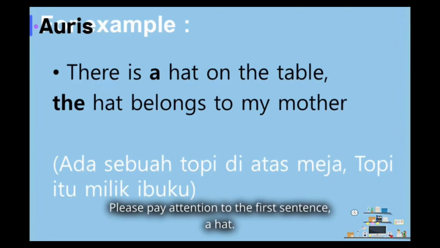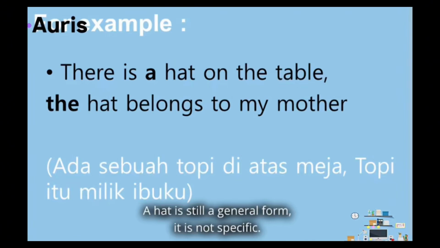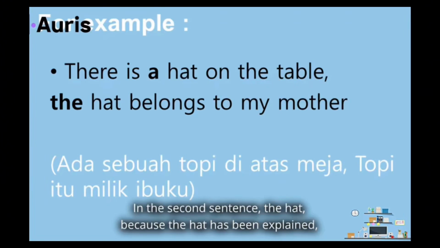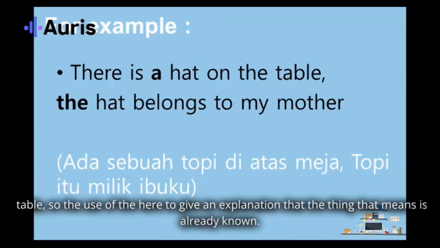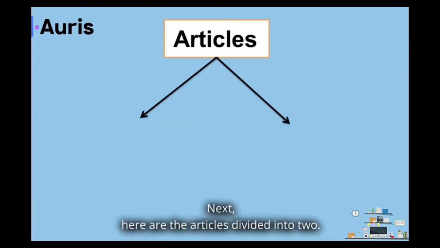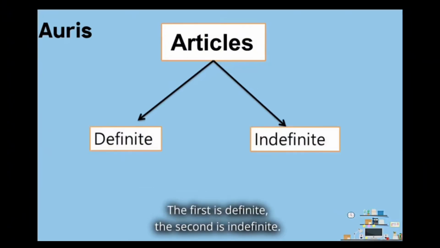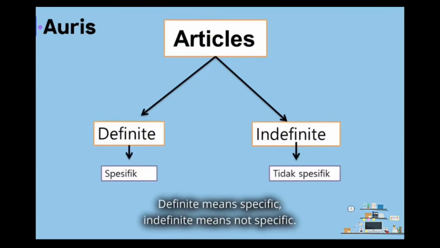Please pay attention to the first sentence. A hat is still a general form, it is not specific. In the second sentence, it is the hat, because the hat has been explained. Table, so the use of the hat explains that the thing meant is already known. Okay. Next, articles are divided into two. The first is definite, the second is indefinite. Definite means specific and indefinite means not specific.